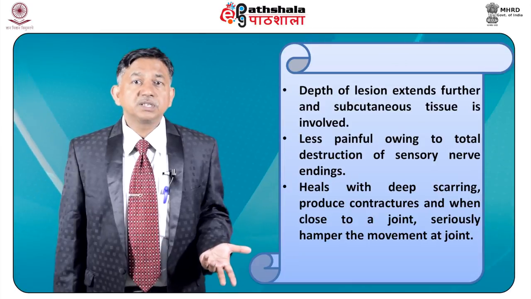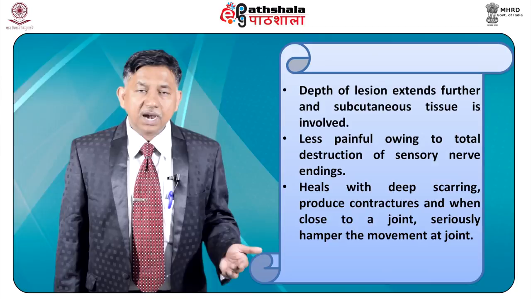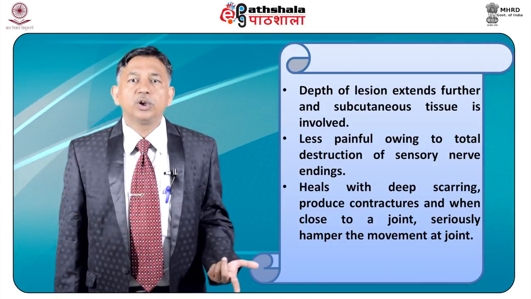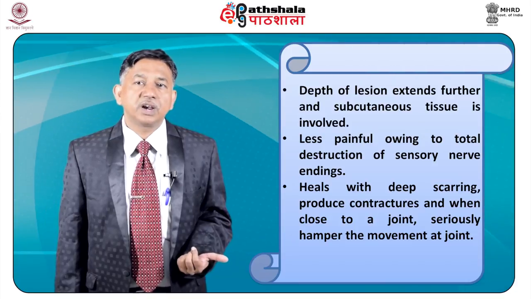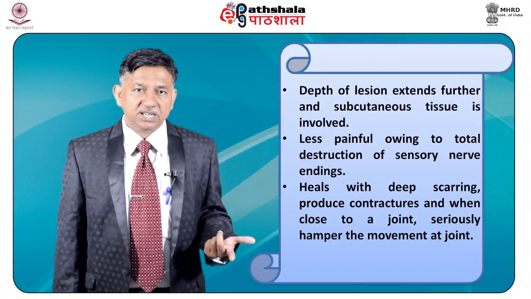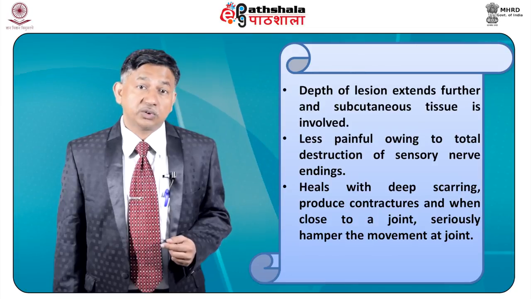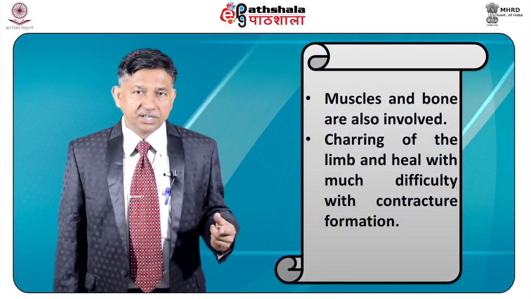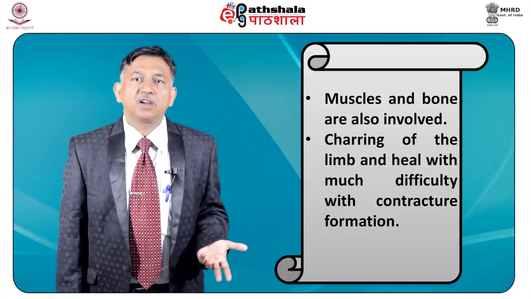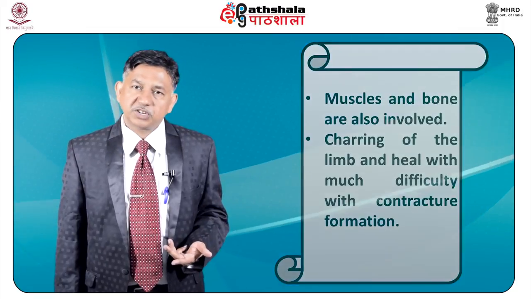The fifth degree burns, here the depth of lesion extends further and subcutaneous tissue is involved. These are less painful again owing to the total destruction of sensory nerve endings, and these heal with deep scarring, produce contractures, and when close to a joint, seriously hamper the movement at the joint. The sixth degree, in this muscles and bones are also involved. There occurs charring of the limb and it heals with much difficulty and contracture formation.